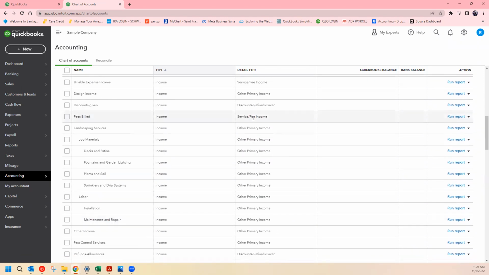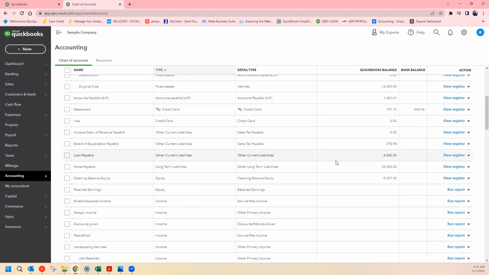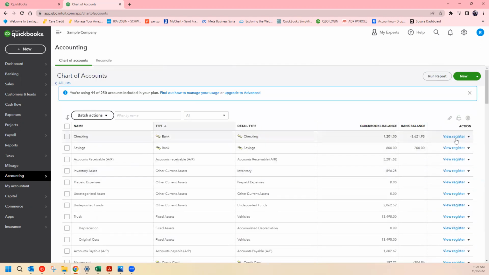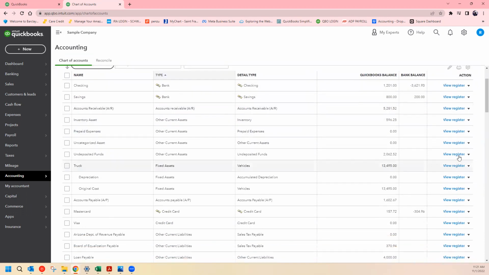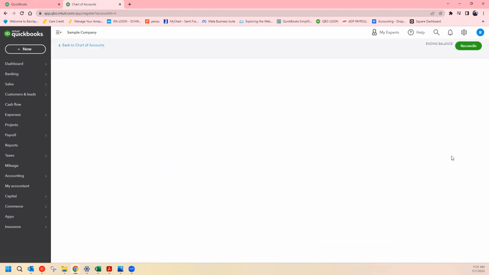So another fun fact in here is for a lot of these accounts, you can actually view a register and see every single transaction that has gone through that. So if you want to look at your undeposited funds account and you want to see why do I have a balance of this? This is showing that I made this money, but it hasn't been deposited yet. You want to check out why.